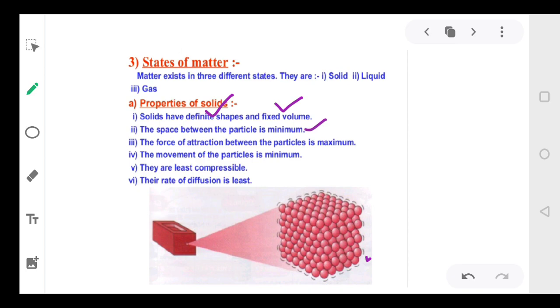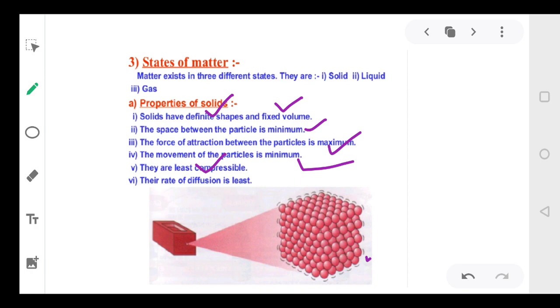Secondly, the space between the particles is minimum, and the force of attraction is maximum. The particles are very tightly bound with each other, and the movement of particles is very less. Since they have a very tight force of attraction, the movement is very less, and they are least compressible.